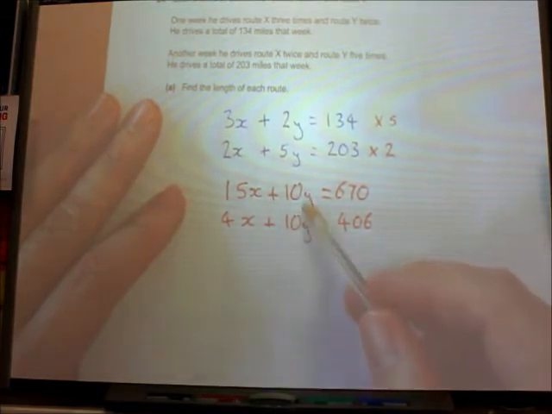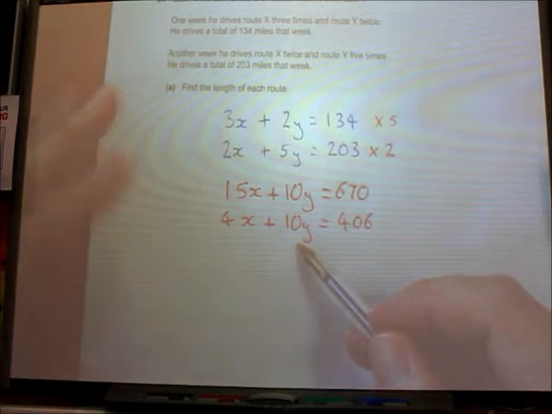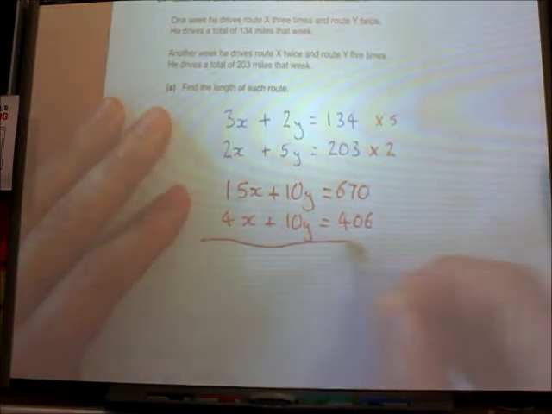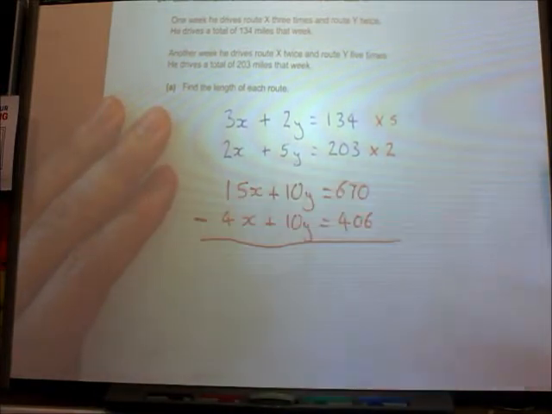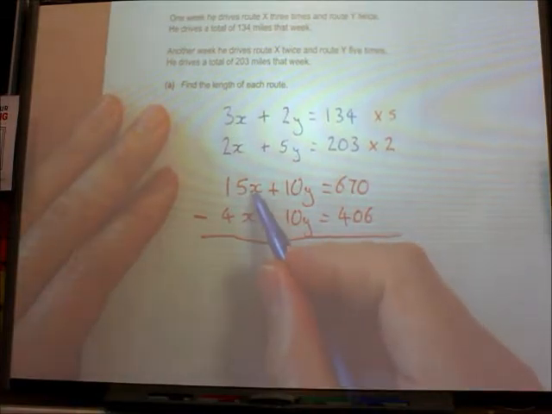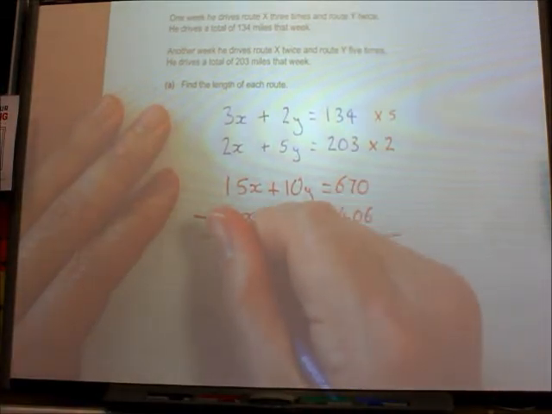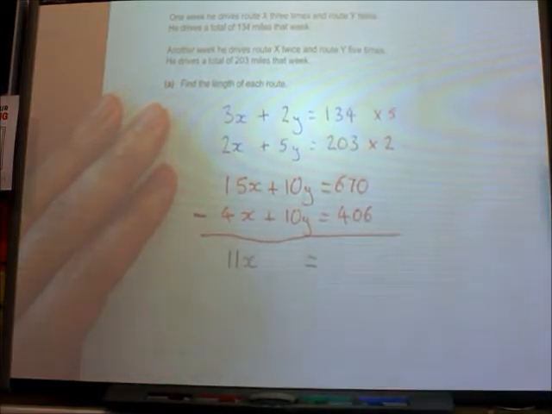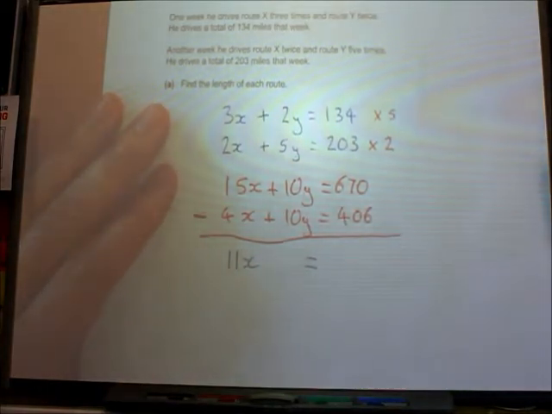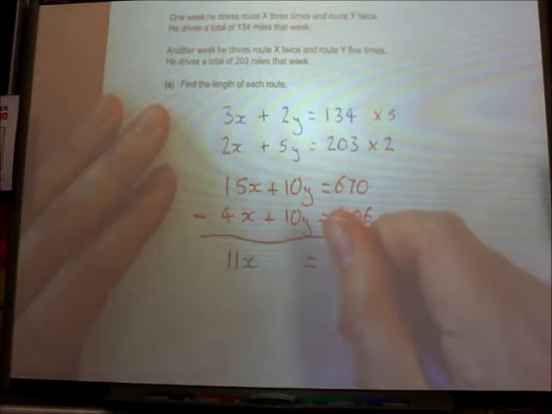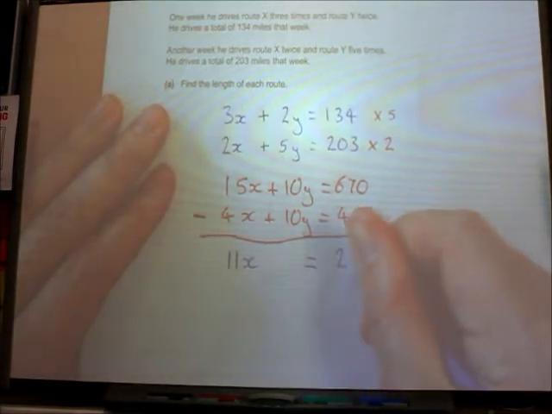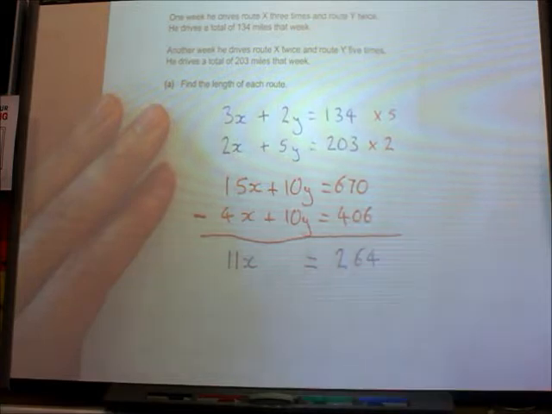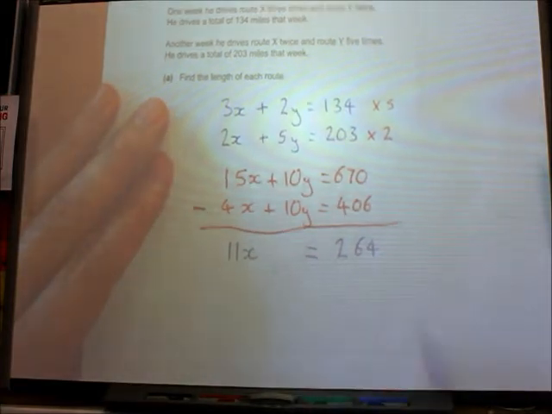Now we've got the y's the same, we need to get rid of them. So how do you get rid of a 10 and a 10? Well, if you add them up, you get 20. So you need to subtract them from each other. So we're going to subtract everything here. 15x, take 4x, will give you 11x. The y's cancel. And then you're going to do 670, take away 406. I'm just double checking that, it is 264. So 11 lots of x is 264.